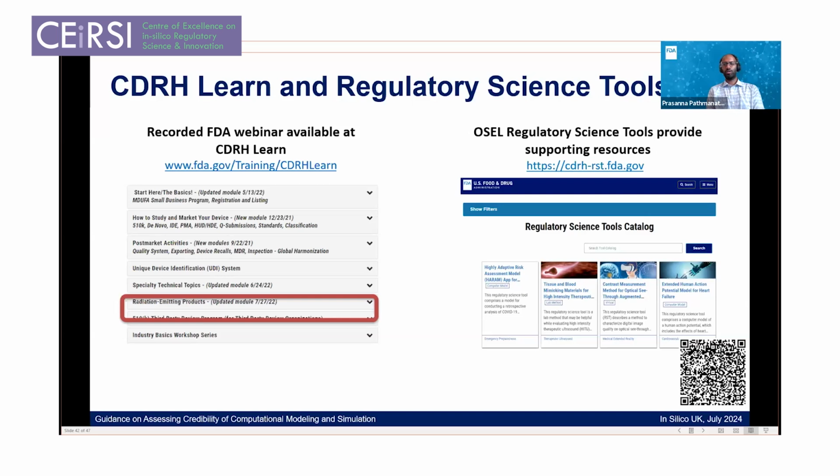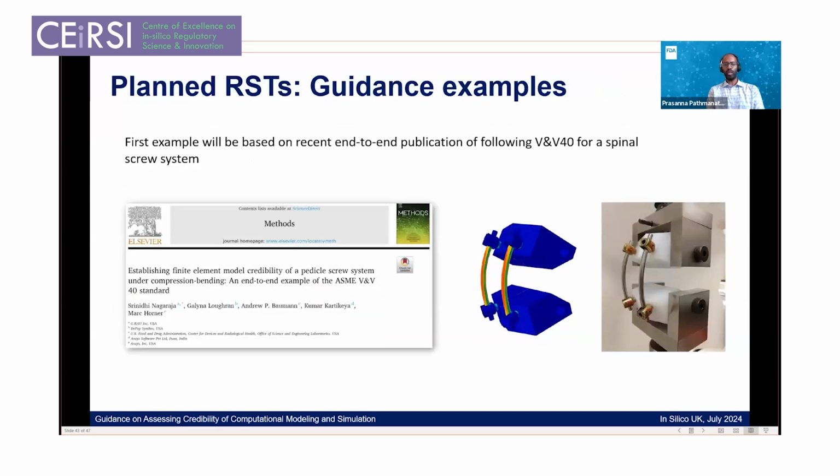It's a catalog of tools that industry could use to evaluate a safety or effectiveness question about a medical device. Some of the tools that have been developed are computational models, and some are related to demonstrating credibility of computational models. So we are using the regulatory science tools framework to develop tools that support the guidance. We're going to talk about three planned or released regulatory science tools that will support the guidance.